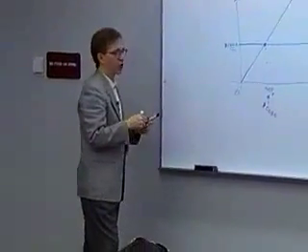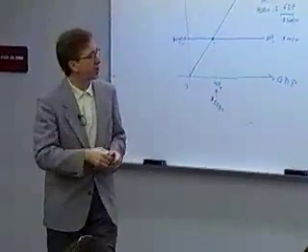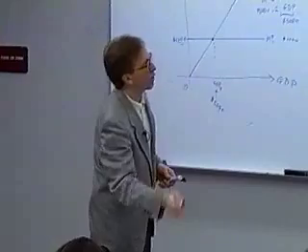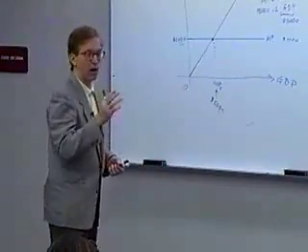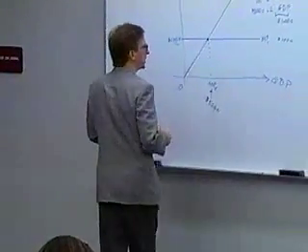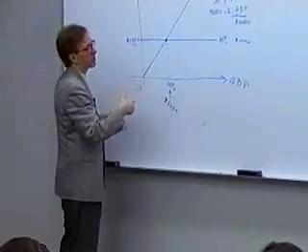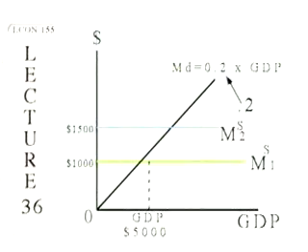Okay, now what we want to do is we've got a Fed policy. The Fed either buys government securities, or it lowers the discount rate, or it lowers the reserve ratio. And so the money supply goes up. In this particular case, we're going to increase the money supply to $1,500. $1,500 equals 0.2 times GDP.